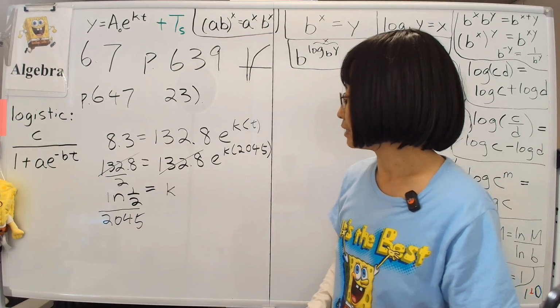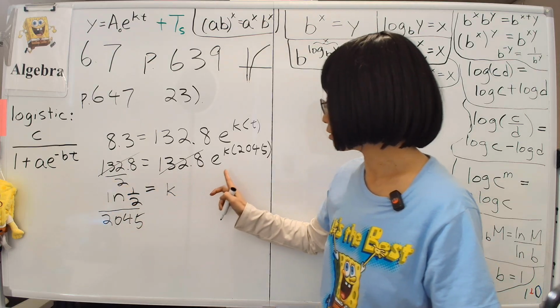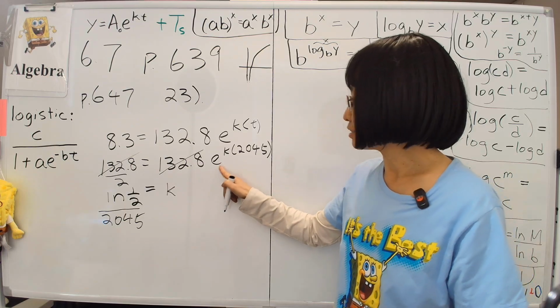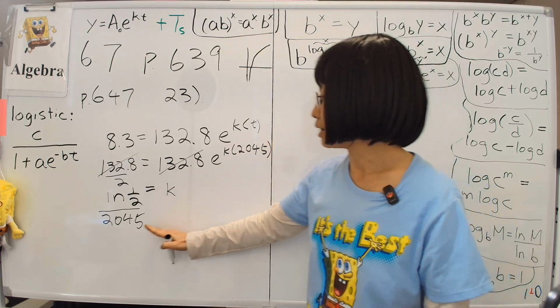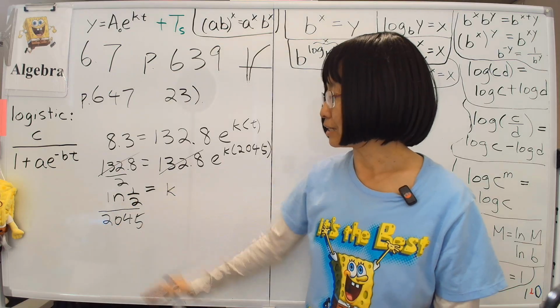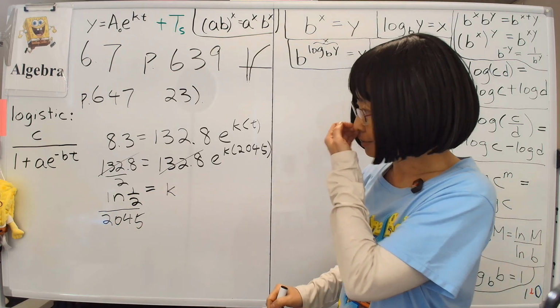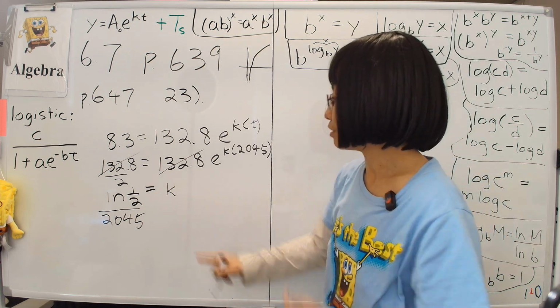Now I did all that a bit fast, but what we're doing is first take the natural log of both sides. There's a natural log here, which cancels out the e. So we have only k times this thing left. And second step, I move the 2045 to the other side, so we'll only have k left. This is the same thing we've been doing in the homework as well. So that is the value of k.